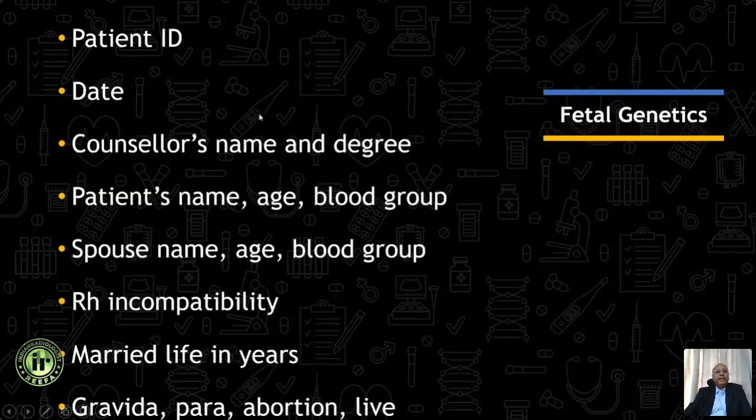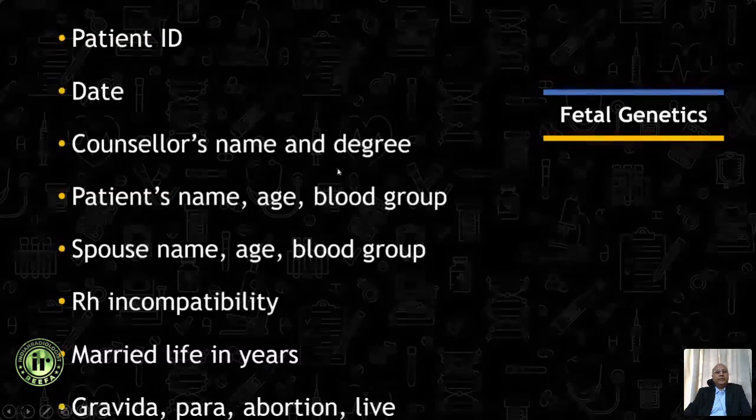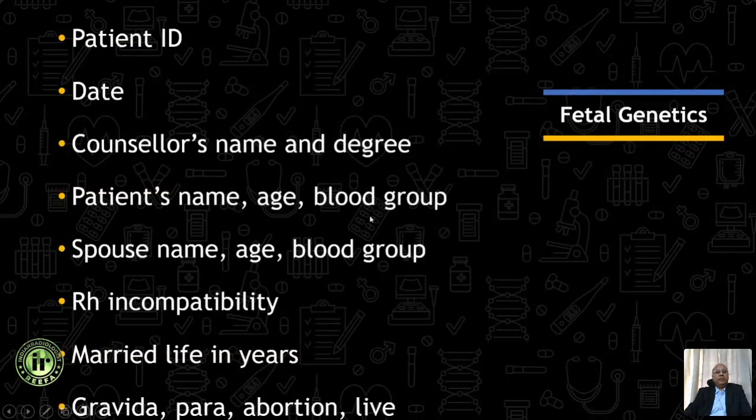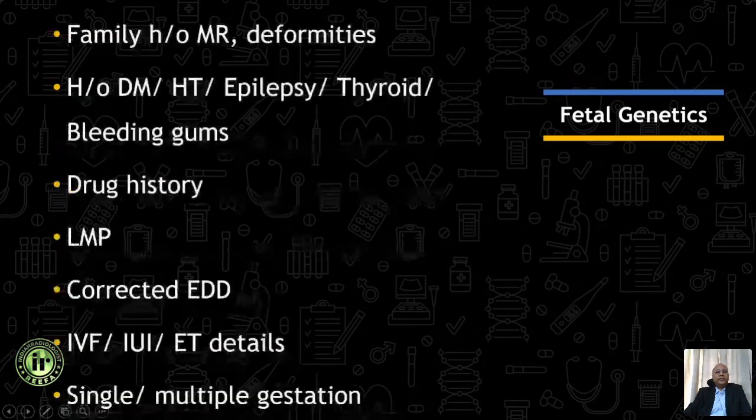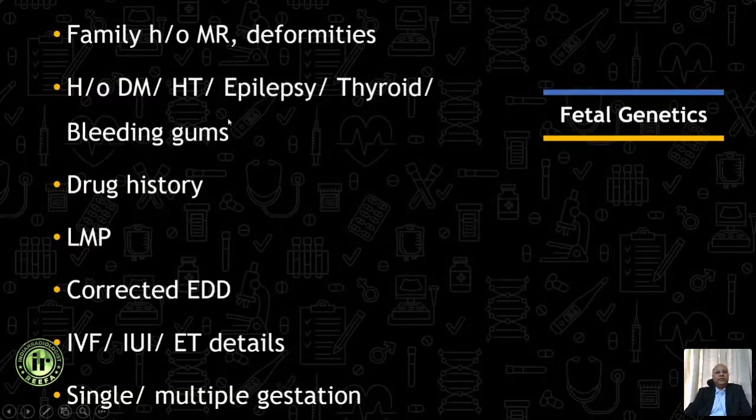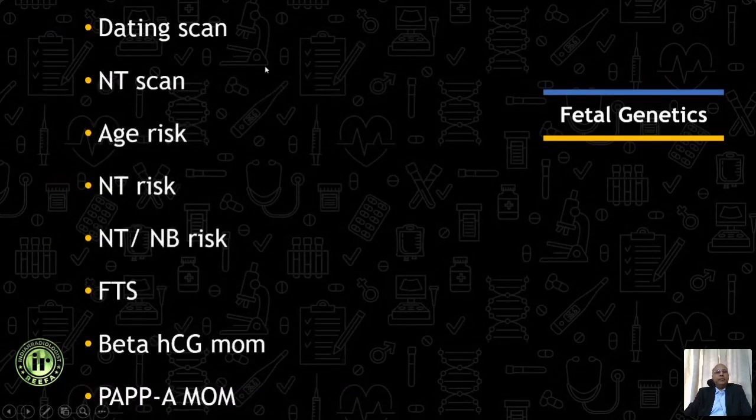It needs to have patient ID, date, counselor's name and his qualification, patient's name, age, blood group, spouse name, age, blood group, RH incompatibility, married life in years, gravida, para, abortion, live history, family history of mental retardation, physical deformities, mother's history of diabetes, hypertension, epilepsy, thyroid, SLE, APLA, bleeding gums history, drug history, LMP or corrected EDD, type of conception, IVF, IUI, ET details, donor egg or donor sperm, ages, single or multiple gestation, dating scan, reliable or unreliable.